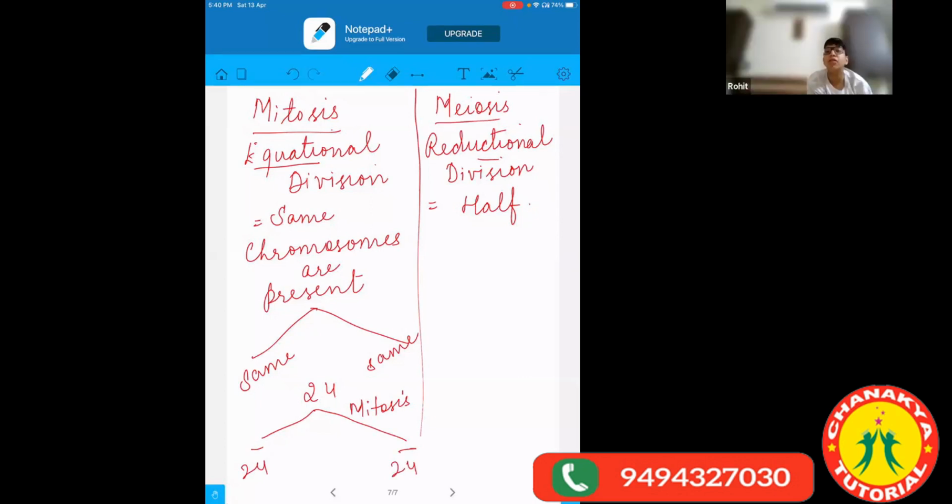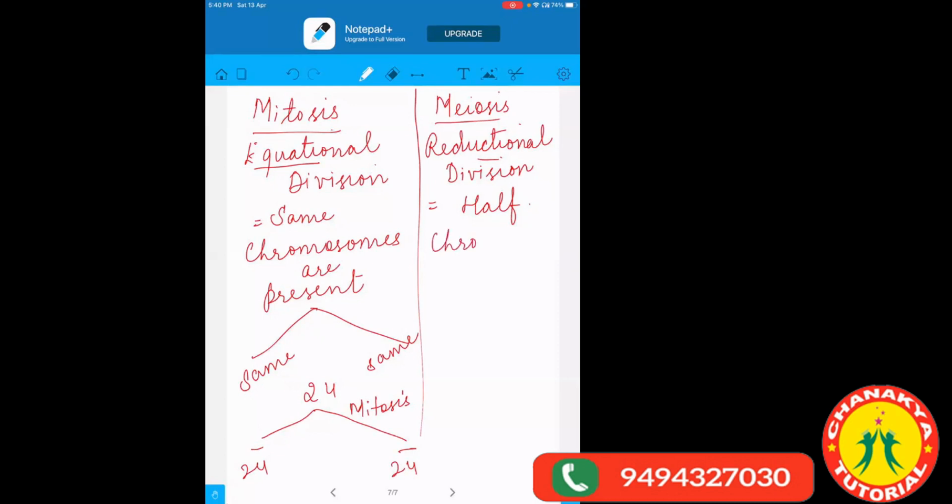Ma'am, but in meiosis it will be 12 and 12, right? Correct. In the meiosis category, the chromosome number reduces to half. For example, if 24 chromosomes are there, during the meiosis process they will get converted into how many? 12 and 12. So that is how these two processes work. Clear?